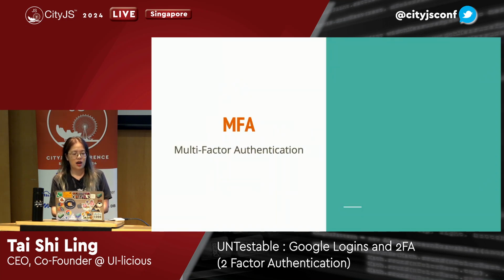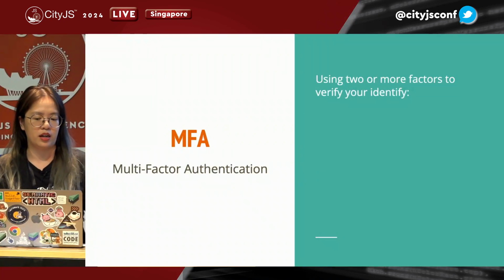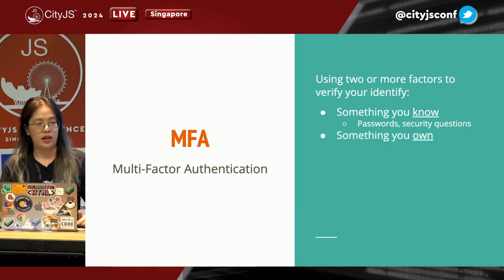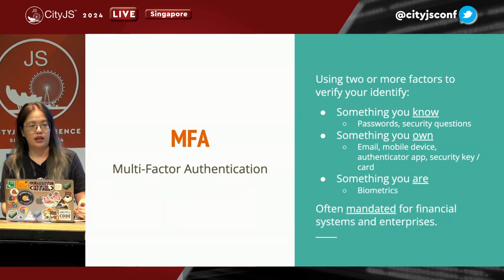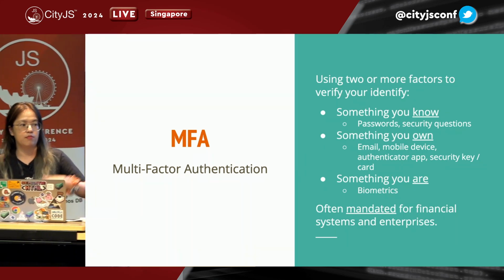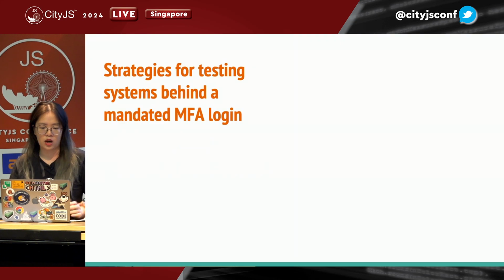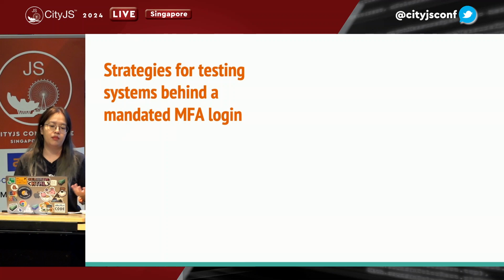Okay? So what is MFA? It means using 2 or more factors to verify your identity. Commonly, something you know, like your password, and then something you own, like your mobile phone. And something you are, like your face, your eyeballs. And in some environments, like financial systems and enterprises, this is often mandated. You often need to have a token. Okay, so how do you test, or how do QA teams test systems that are behind mandated MFA?